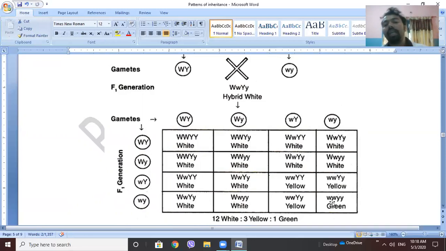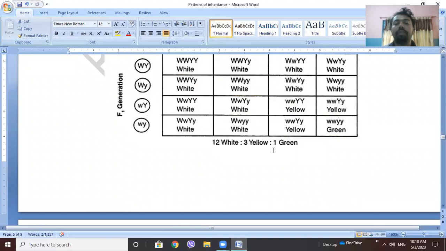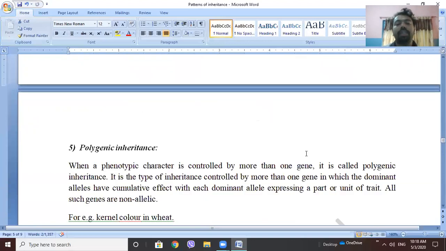In dominant epistasis, when the dominant allele, in this case W, is represented by its homozygous recessive allele small w, then at that time the dominant allele will be epistatic over its own recessive allele. And due to this epistatic phenomenon, where earlier there was green color, now it will be appearing as yellow fruit. So we find this ratio 2:3:1, white is to yellow is to green.